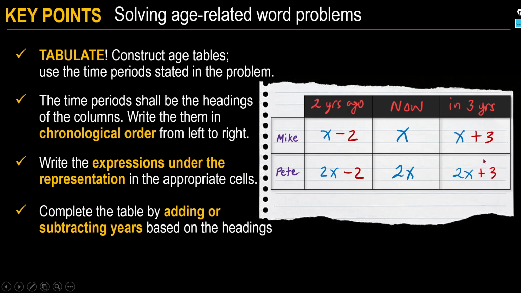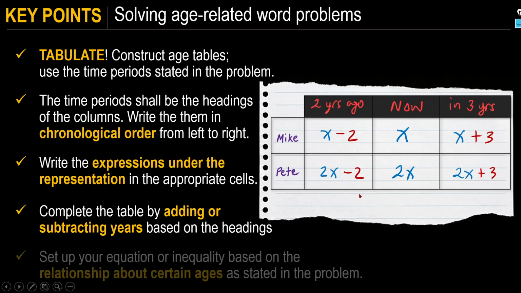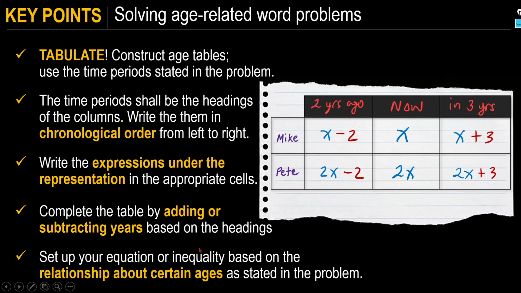Very simple. And then once you have completed this table, we can set up our equation or inequality base sa binigay na relationship, mga hints and clues in the problem. For example, in this case, sinabi, in 3 years, the sum of their ages will be 36. Tingin ako sa column ng 3 years. And then I add the ages to get 36. Then I simplify. Of course, you saw some examples already in the asynchronous material. But let's look at some more here.